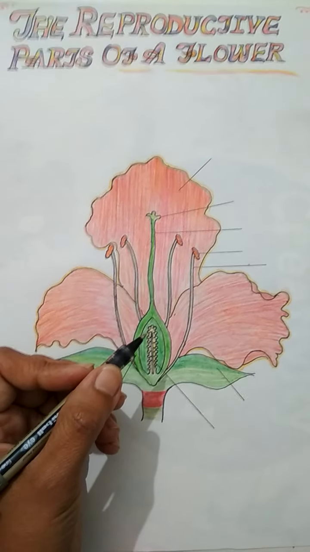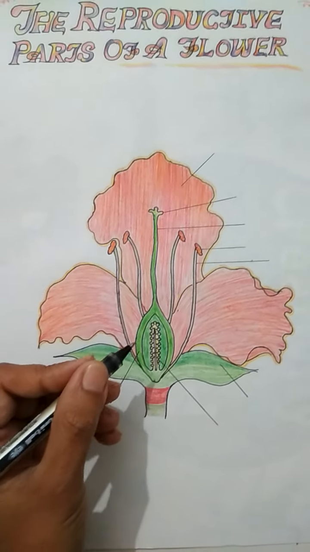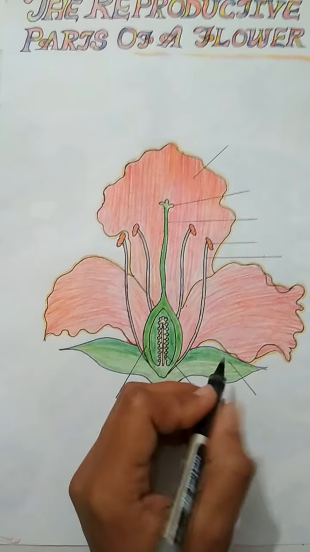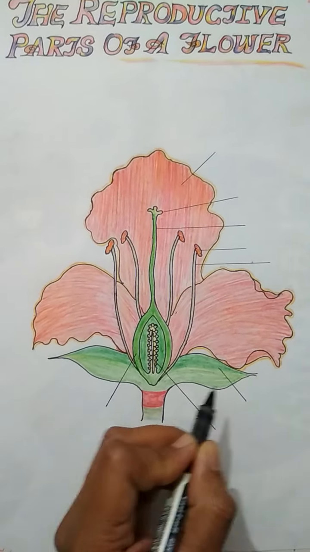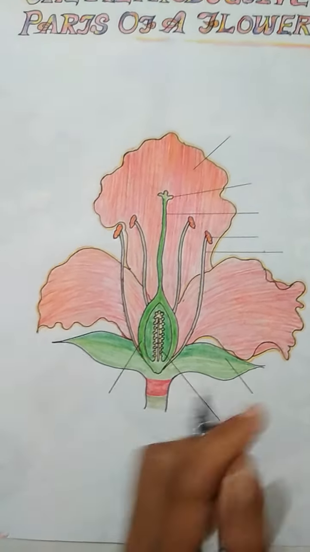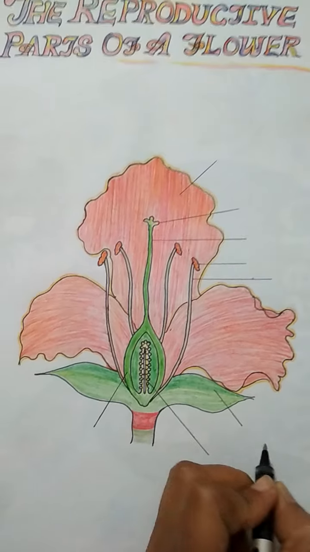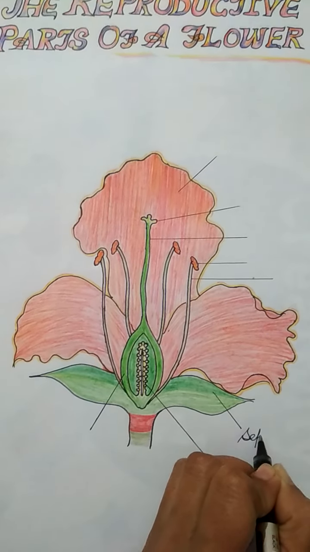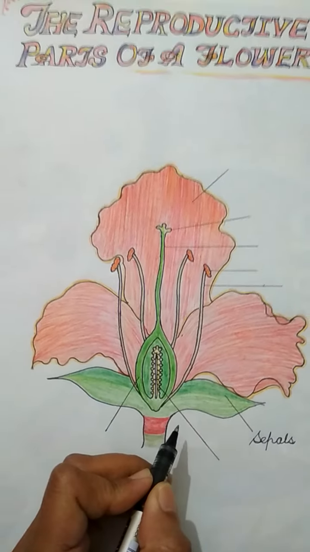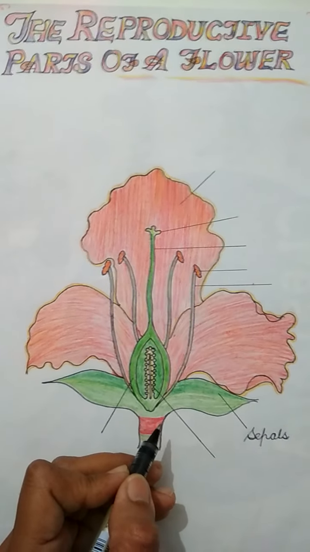Let's start by taking a look at a flower. The green colored leaf-like structures at the base of a flower are known as sepals. What do we call these structures? Sepals. These are the green colored structures at the base of a flower.